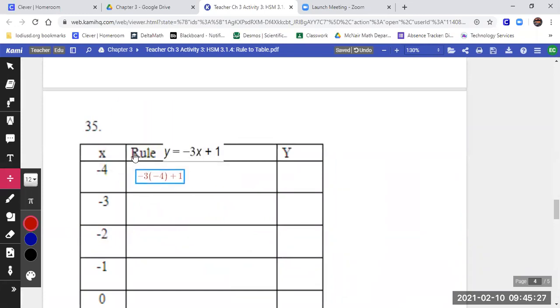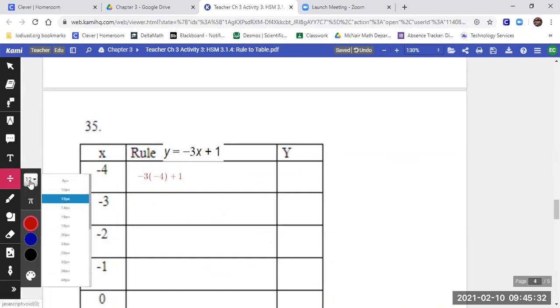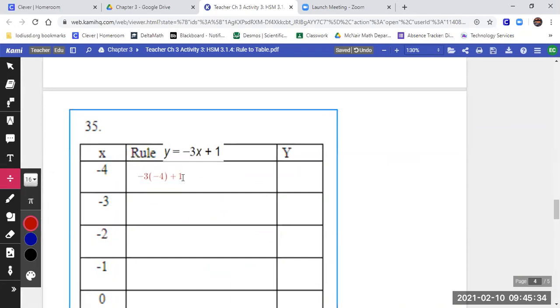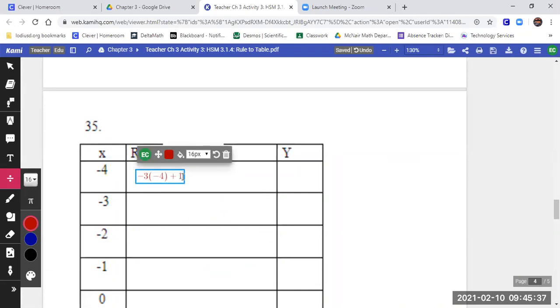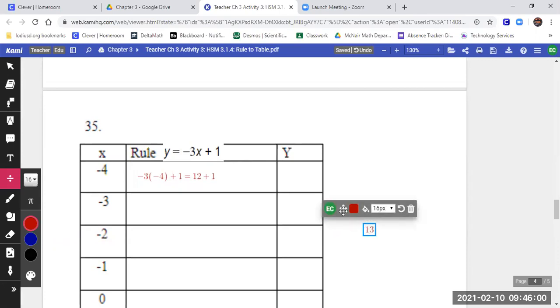Okay, so then we need 3 times 4. So positive 3 times 4, what would that be? The number 12. No more negative sign. And then it says to add 1, right? So what's our answer for this one going to be? 13. Because 12 plus 1 makes 13.